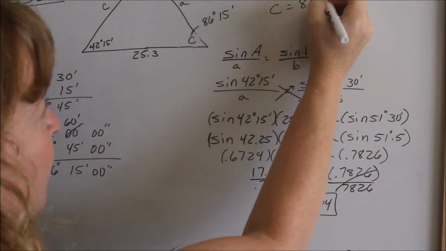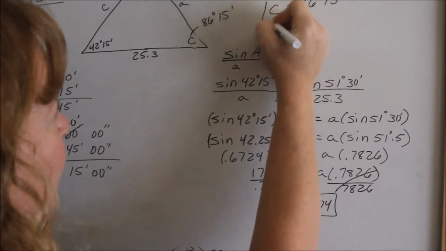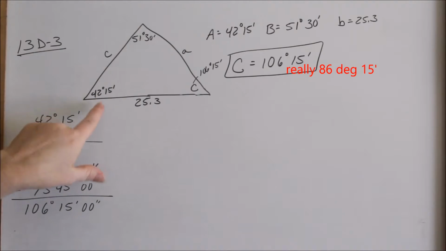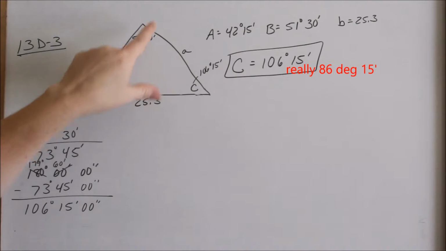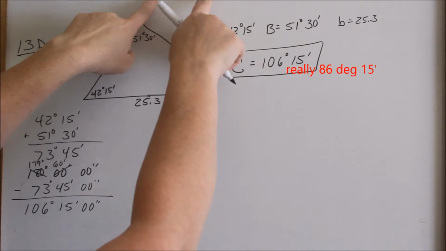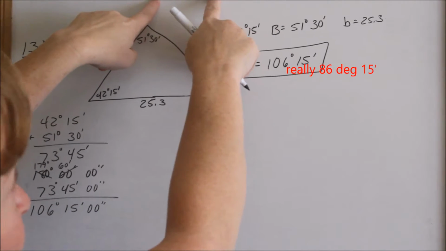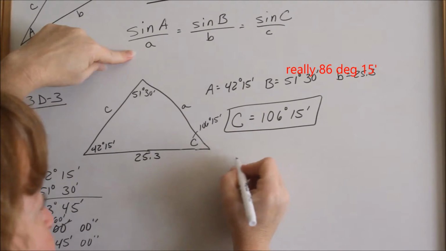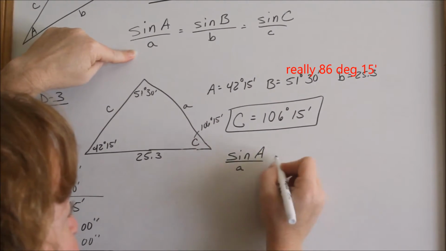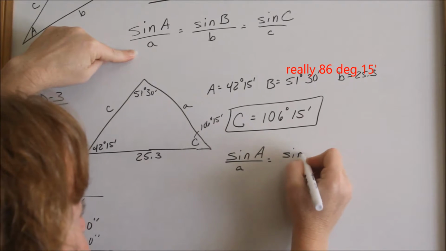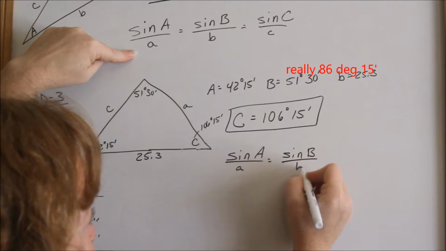So angle C is 86 degrees and 15 minutes. So that's one of our answers. I was given angle A and angle B. Well, with that being said, then probably what I would use is these two fractions to solve. Okay? So if I did that, then I have sine of A over the side of A, and then sine of B over the side of B.